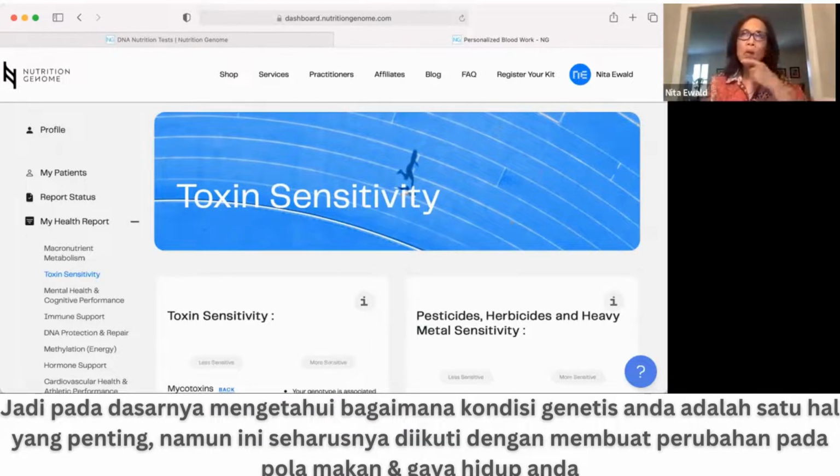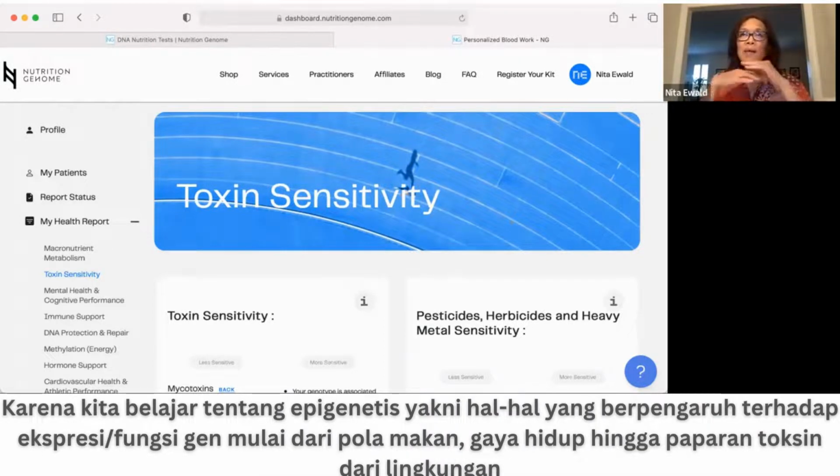So basically, it's one thing to know your genes. It's another thing to make a change to the food that you eat, the lifestyle that you choose, because we learn about epigenetics. That's the expression of your genes. So your lifestyle, the food you eat, and so forth, exposure to toxins, it influences the expression of the gene.